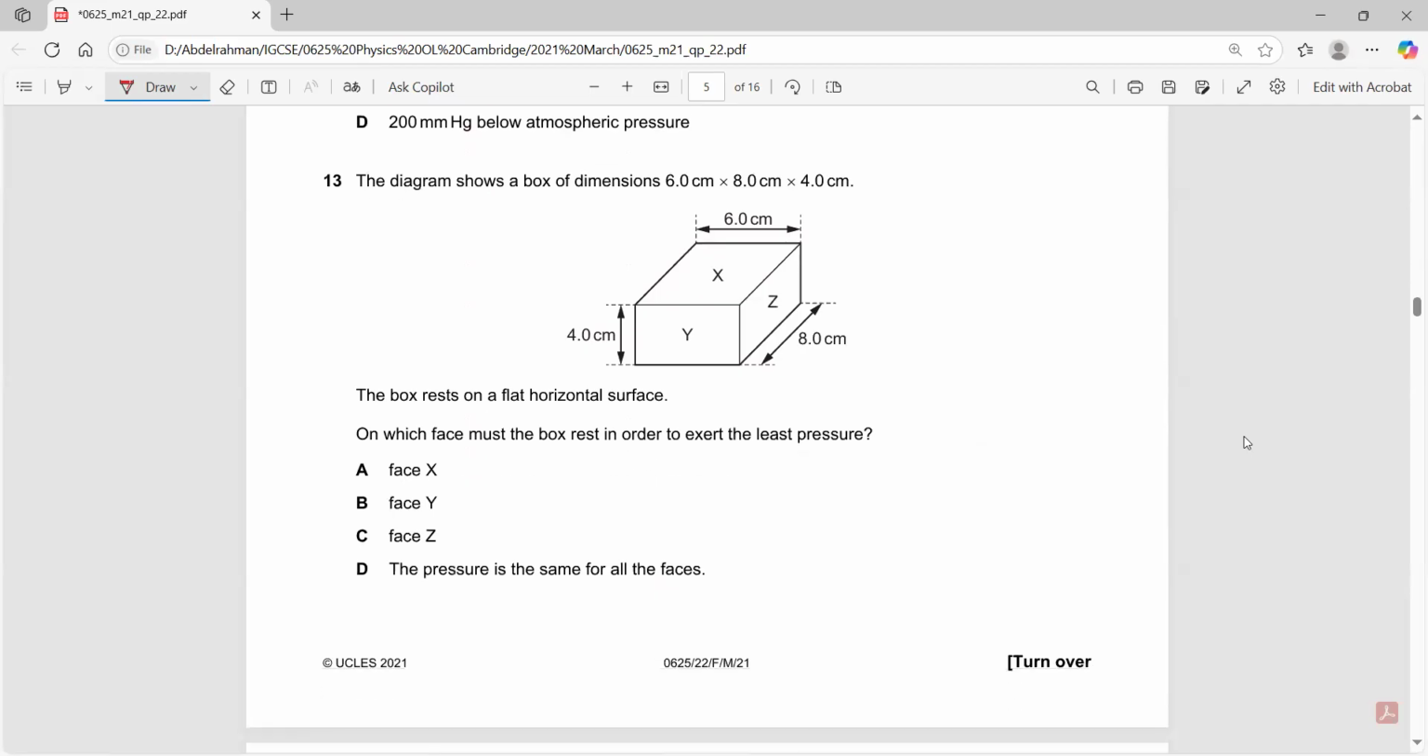Question 13. The box rests on a flat horizontal surface. On which face must the box rest in order to exert the least pressure? On X, to exert the least pressure.